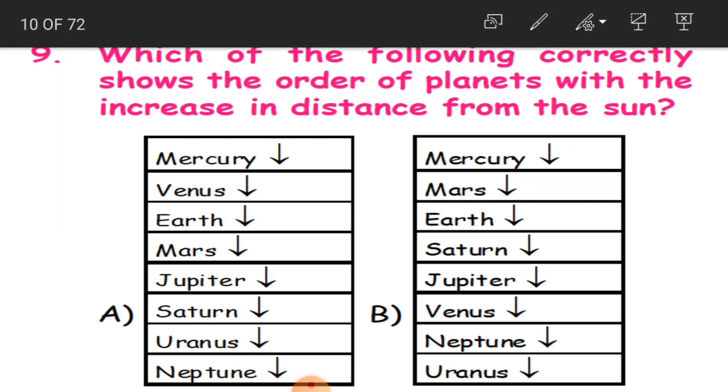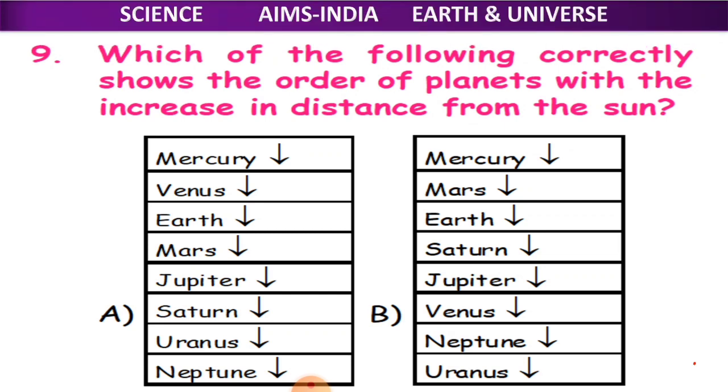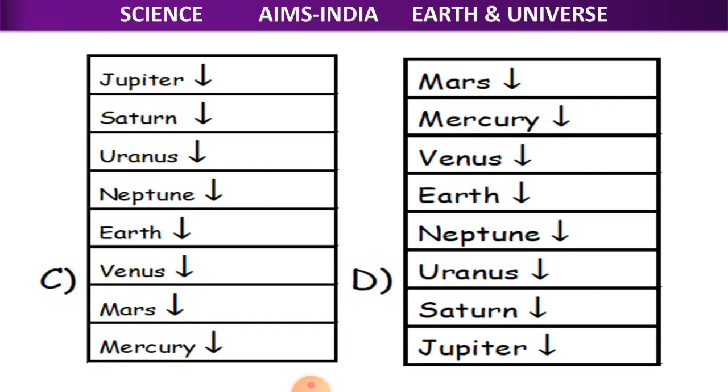Now the first order here is Mercury, Venus, Earth, Mars, Jupiter, Saturn, Uranus, Neptune. And B option is Mercury, Mars, Earth, Saturn, Jupiter, Venus, Neptune and Uranus. And you have 2 more. Jupiter, Saturn, Uranus, Neptune, Earth, Venus, Mars and Mercury. D option, Mars, Mercury, Venus, Earth, Neptune, Uranus, Saturn and Jupiter.